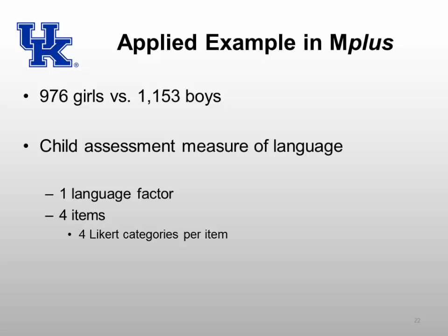So if an item has 4 categories, it means you will have 3 thresholds.